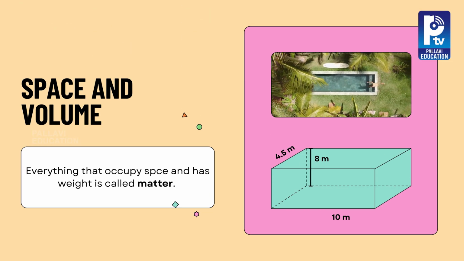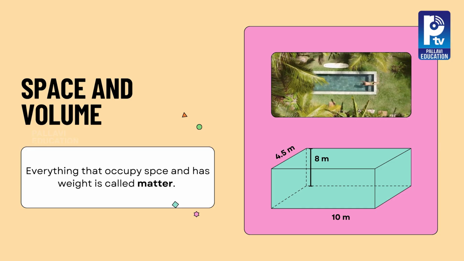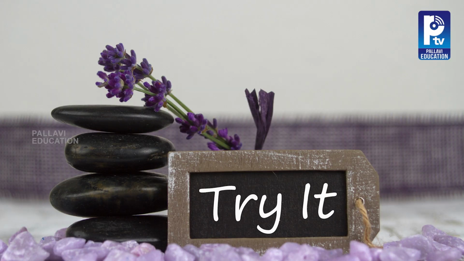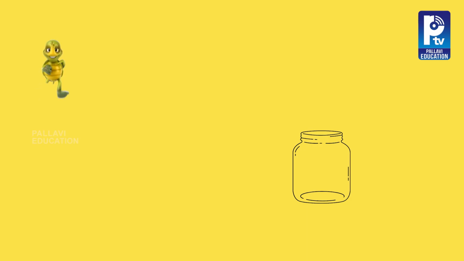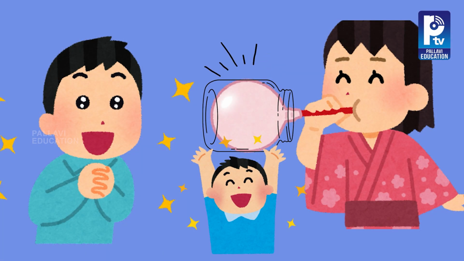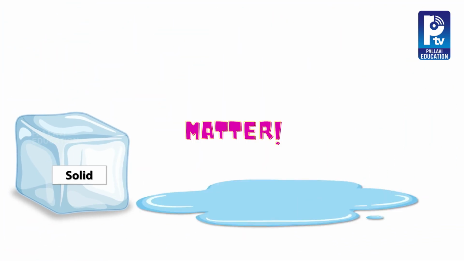Space and volume. Everything that occupies space and has weight is called matter. Yes, even air is matter. You can't always see it, but it's there. Want to try something fun? Take an empty bottle and place a balloon inside. Now blow air into the balloon. What do you see? The balloon fills up and presses against the bottle. That's because air takes up space, just like any other matter. Isn't that cool?